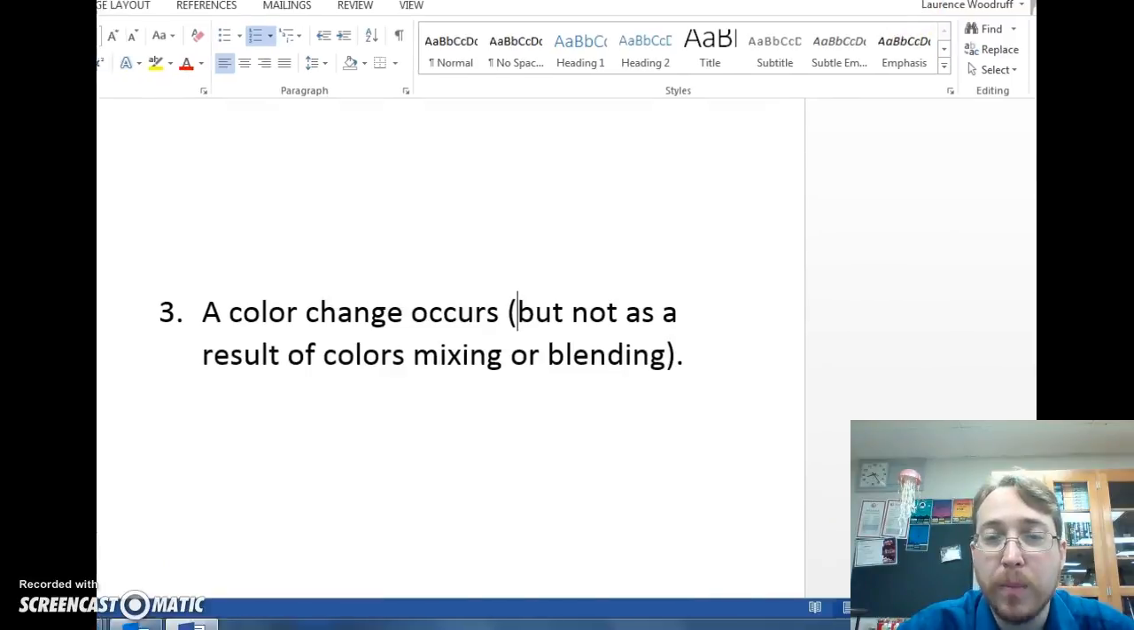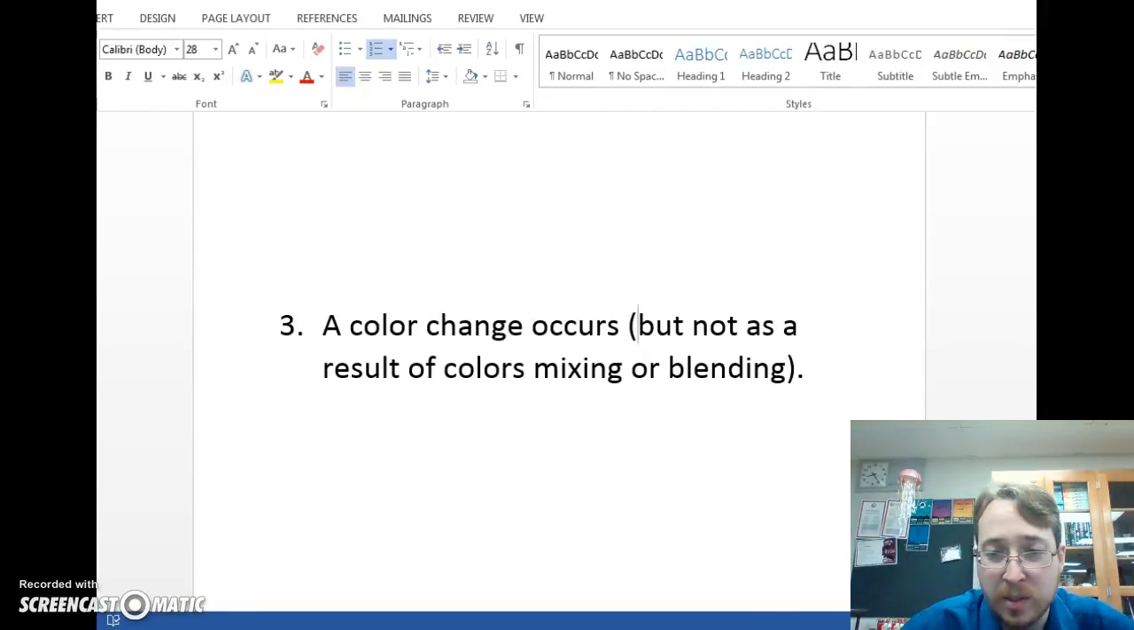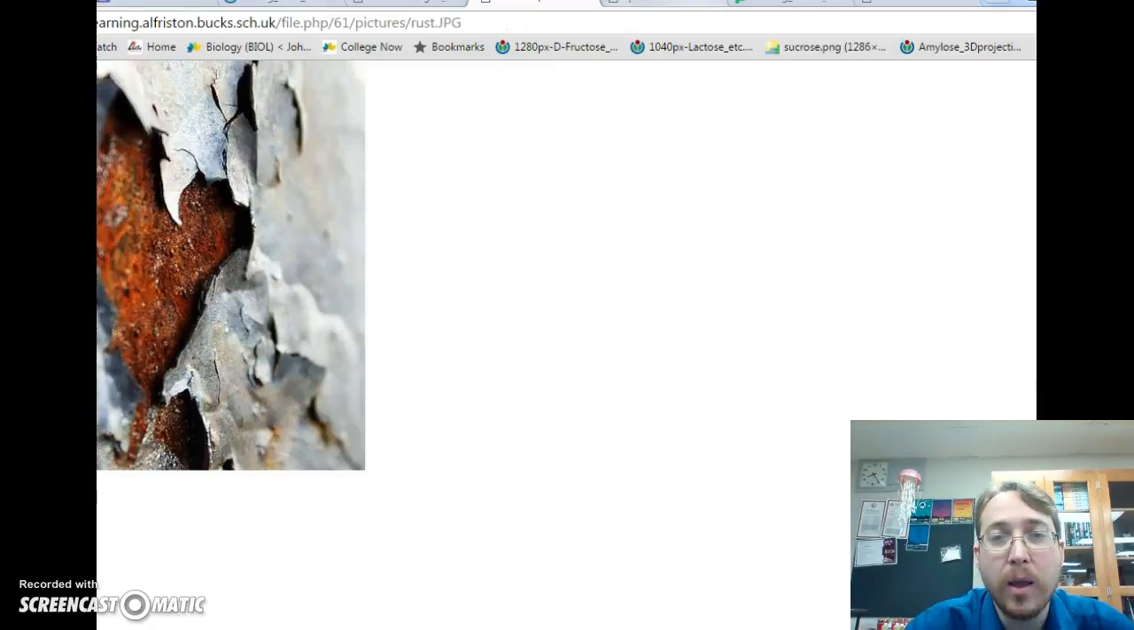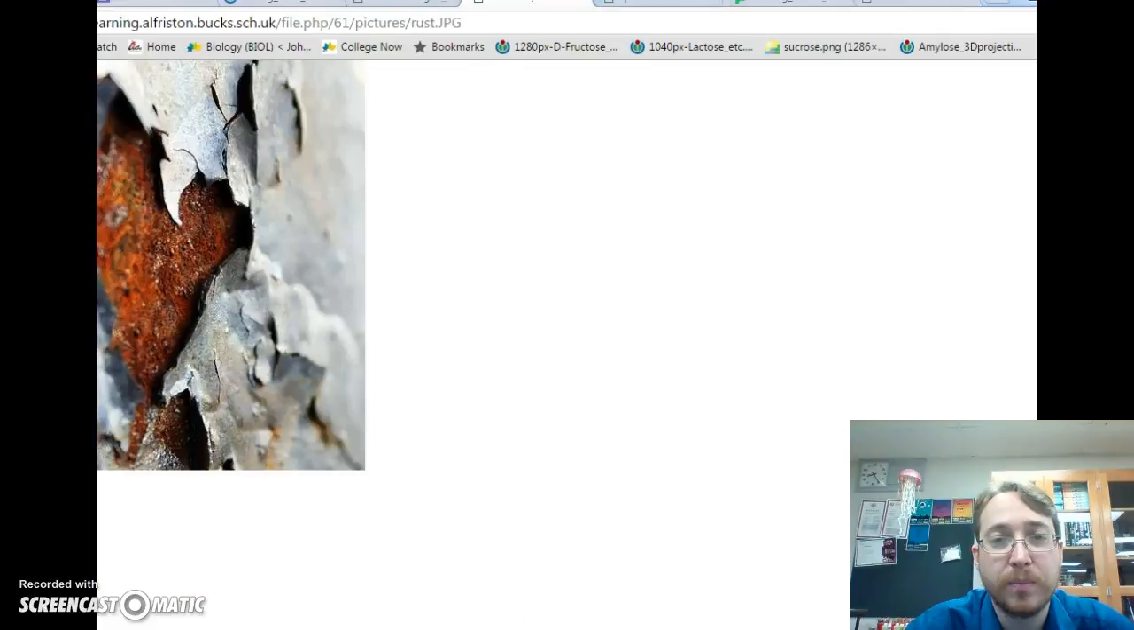We have color changing. Sometimes a color change can be an indication of a chemical change. If you make a new substance and the new substance has a new color, then you have a chemical change. The complication with color is that sometimes you can get a color change by blending, and that is not making a new substance. So it's still tricky. Let's take a look here. Here's our example.